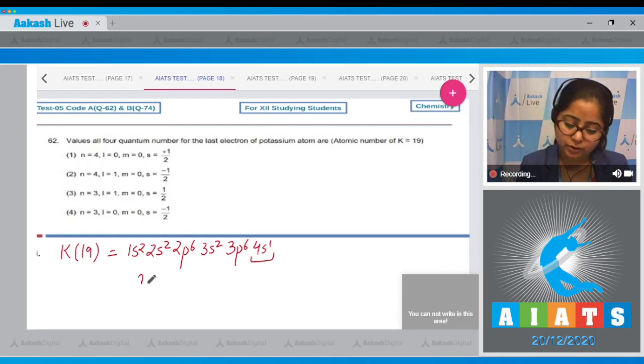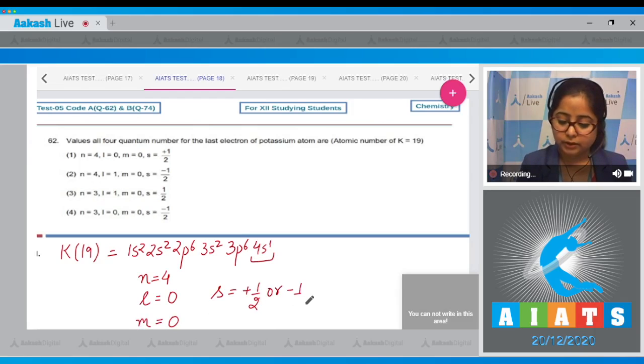For this electron, the value of n is 4, which is the principal quantum number. The value of l for s subshell is 0. And for 0, the value of m is also 0. And the value of s can be either plus half or minus half. That means the correct answer is option number 1.